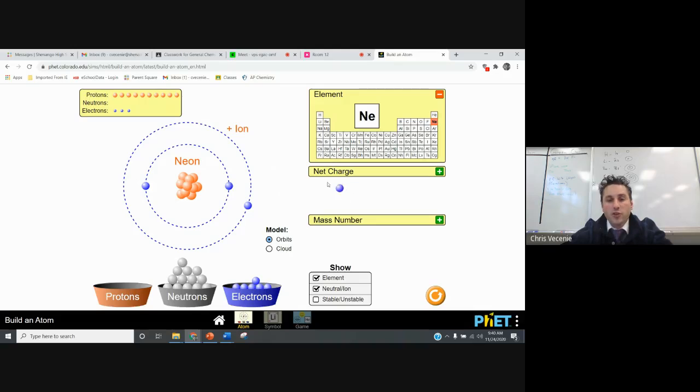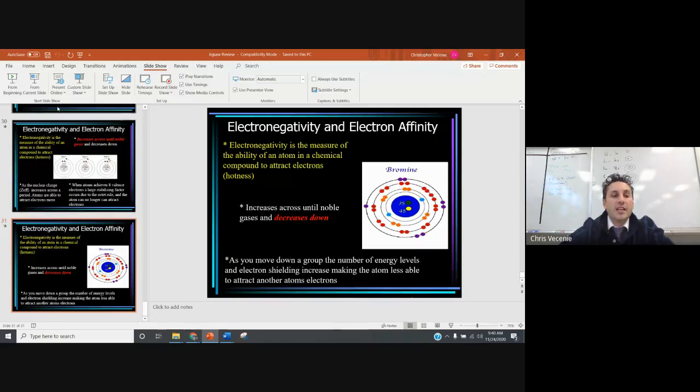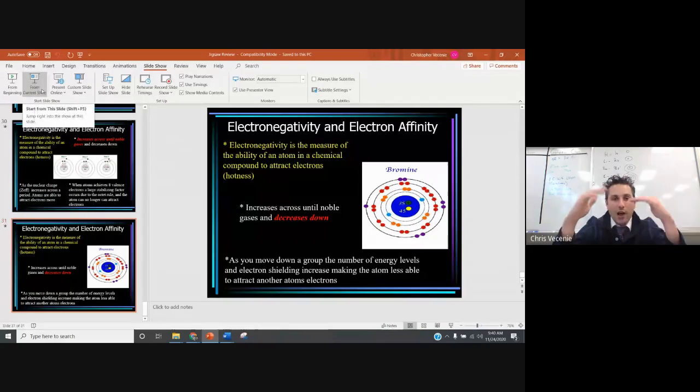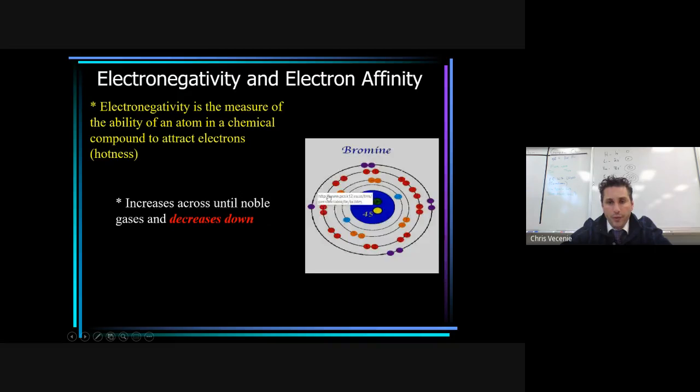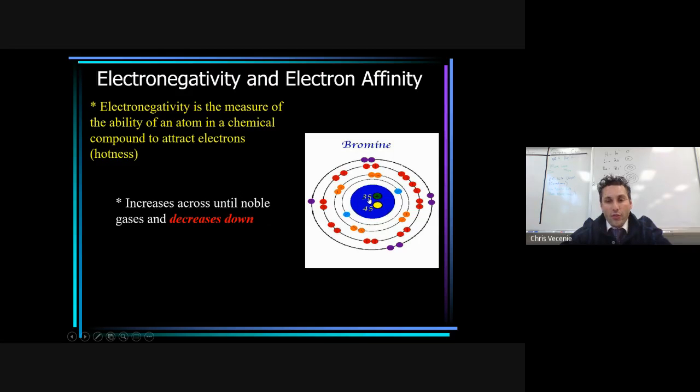As you go across the table, the attractiveness goes up, and the energy release when it enters goes up as well because the nuclear charge increases across. As you go down, those things decrease. As I go down the table, I don't attract as well. The reason isn't because it doesn't have enough protons. If you look going down a group, bromine here has 35 protons. That's plenty to pull. And if I drop to iodine, it has 53 protons.